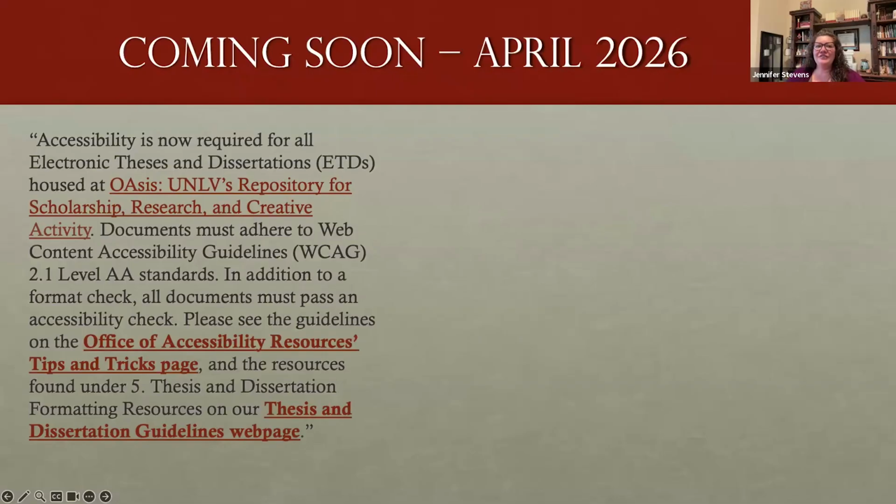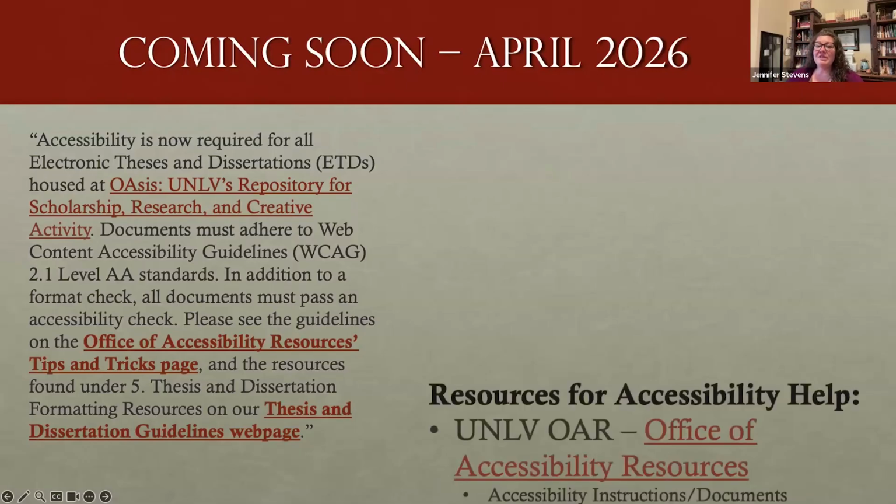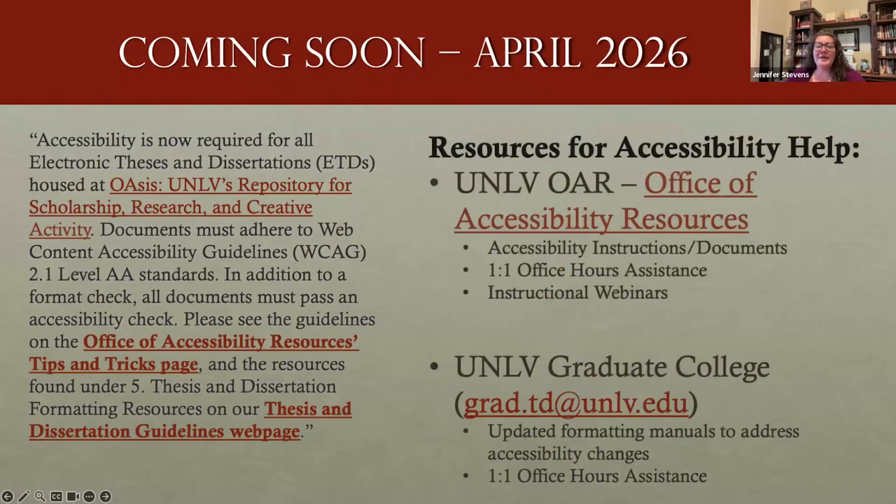Our first update for today is with accessibility. This is not only at the college or institutional level, this is because of some federal mandates. The university is required that any theses or dissertations that we publish to our repository after April of 2026 must be accessible for viewers. Not to fret though, because as with the formatting, everyone is really trying to do their best to help students with that accessibility piece.